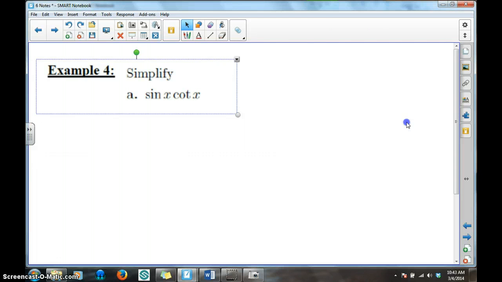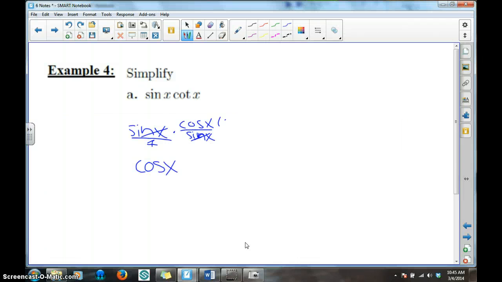Which said simplify sine times cotangent. Go ahead, I'll check it in a minute. Okay, for that one, you should have gotten cos x. Anybody need clarification on that one?